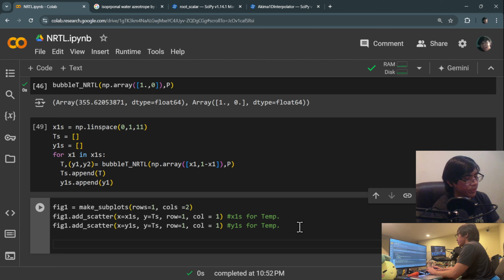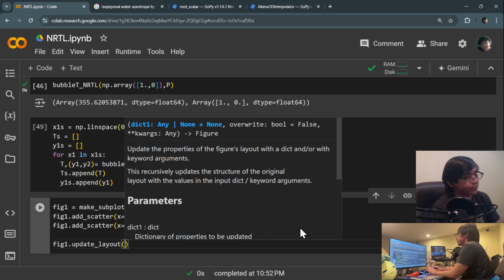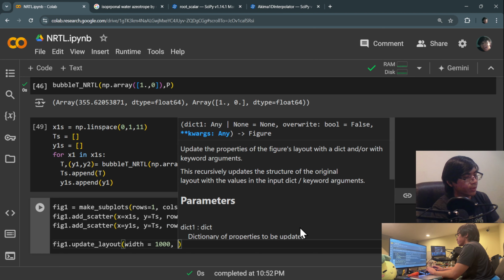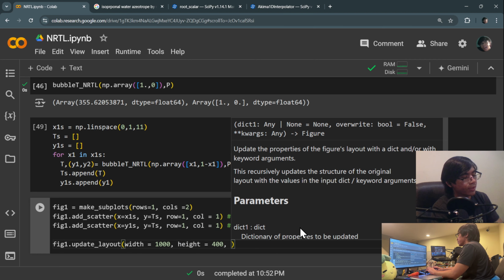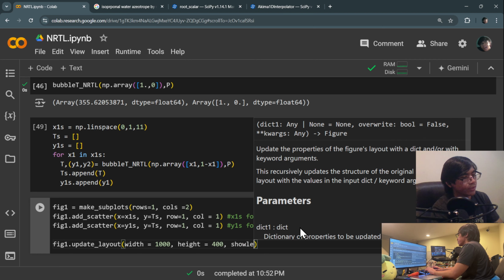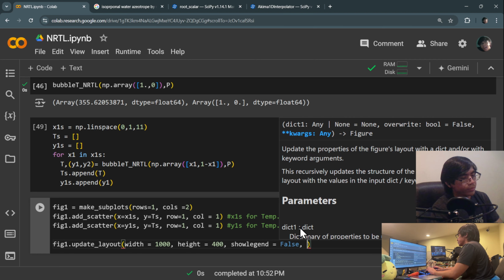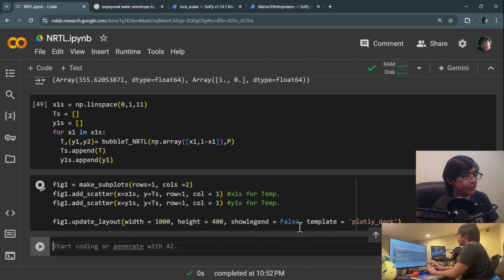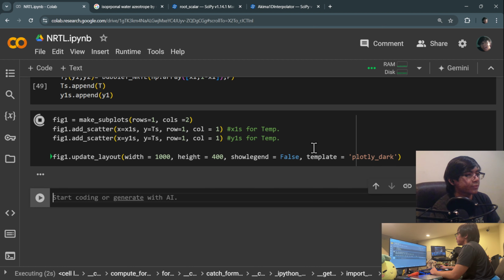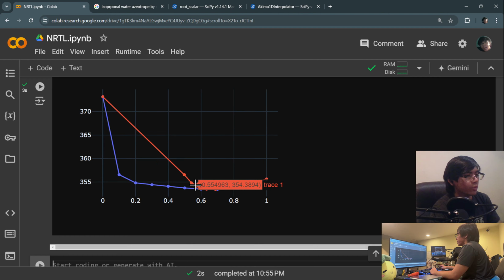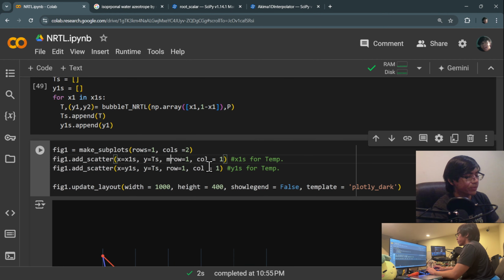Let's check it for now, but I also want to update the layout first, since I don't want to be blinded. Width 1000, height 400, and then show legend false. What am I thinking of? Oh yeah, template. Like I was forgetting something. Slightly dark. Awesome. So it looks like we need more points, and these should be lines, as mode equals lines.